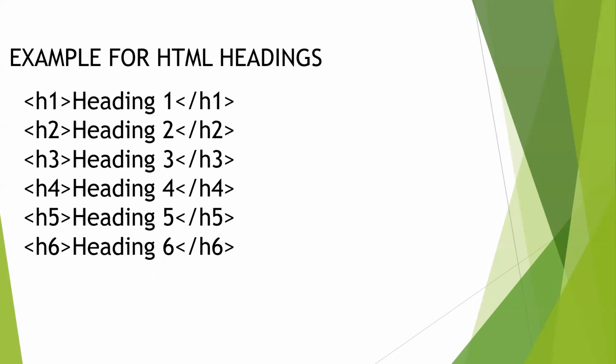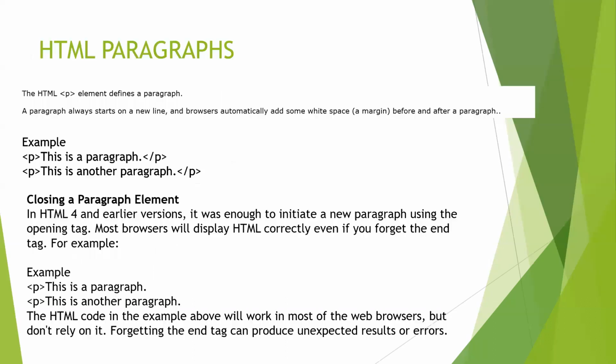Next, we have H2, heading 2. We are closing that tag with a forward slash H2. H3, heading 3, we are closing that with forward slash H3. H4, that is heading 4, we are closing it with a forward slash H4. H5, heading 5, we are closing H5 with a forward slash H5. H6, that is heading 6, we are closing it with a forward slash.